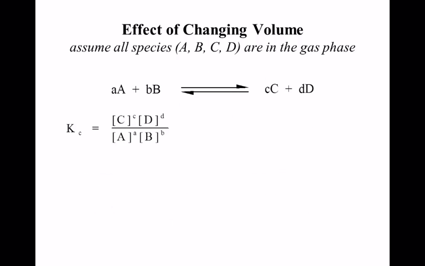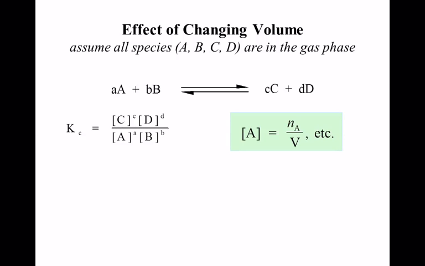And this one happens best, or is most noticeable, if your reactants and products are all in their gaseous phase. So assume that you have two reactants that are gases, two products that are gases. There's your equilibrium constant expression. And we're going to change the volume. I'm going to show you the bottom line here, and it's pretty straightforward.